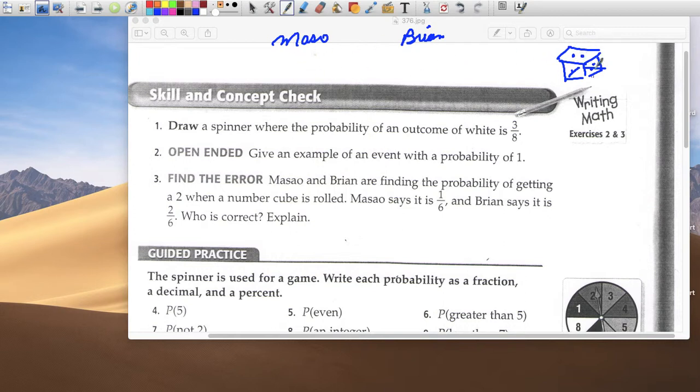So Masao thinks that the probability of getting a 2 is 1 over 6. And Brian thinks that the probability of getting a 2 is 2 over 6. Well, they're both right in terms of the denominator where the 6 different outcomes, right? So the 6 is correct. But there's only one of the faces that is 2. And 1 out of 6 makes this guy correct.